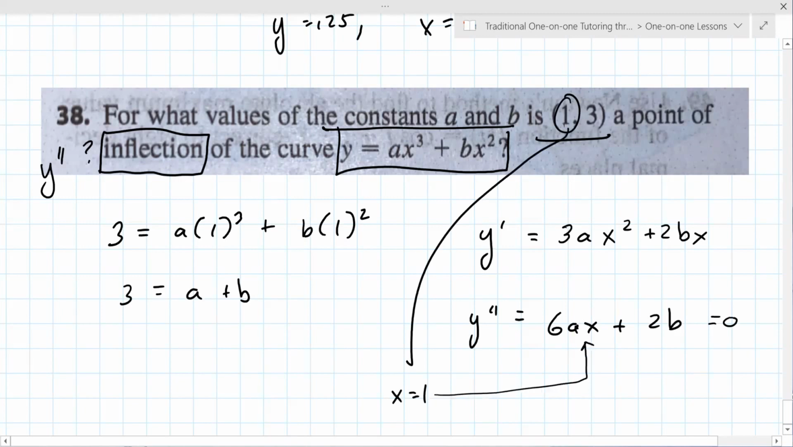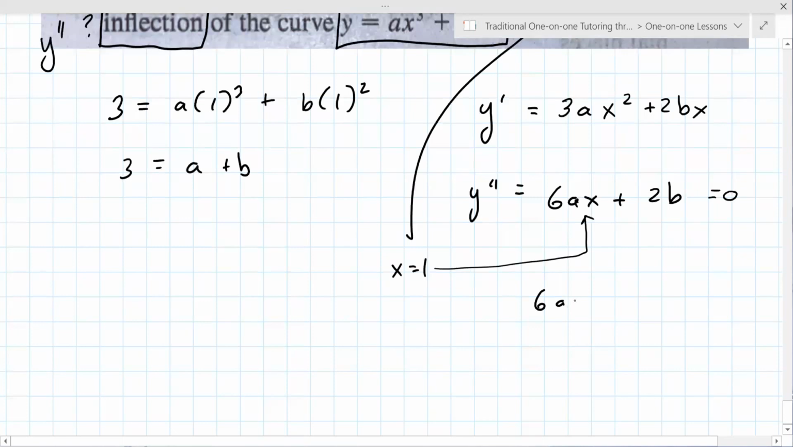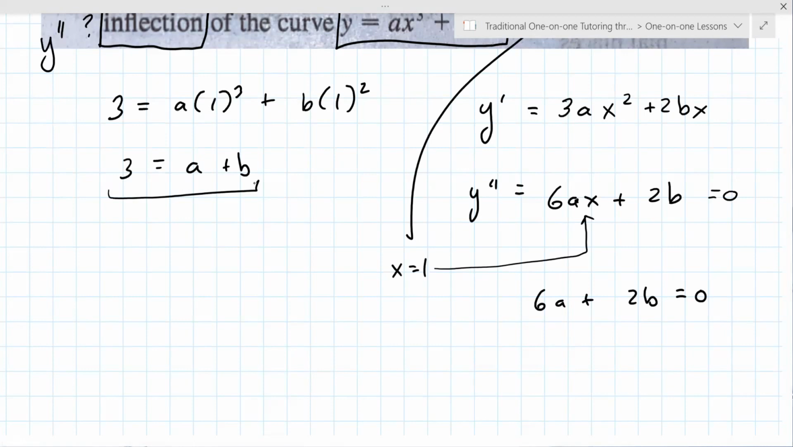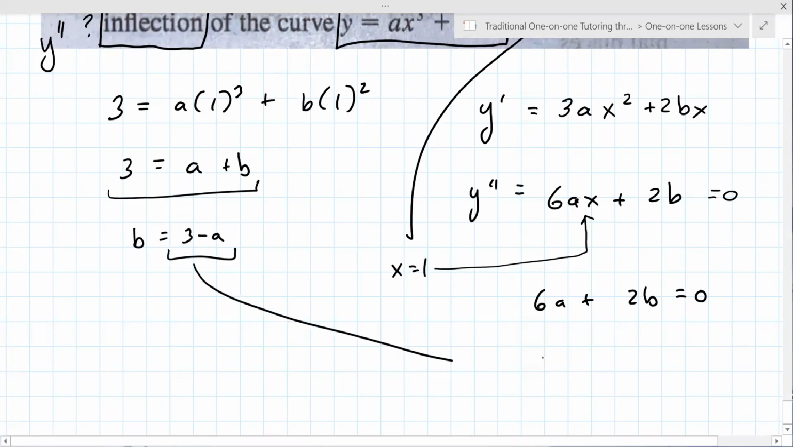Right. Okay, so 6a plus 2b equals 0. And then we have this equation right here. It's like a system. You should be able to solve for a or b, and then the other one. Okay, so we'll do it together here. So let's just solve for b. B is equal to 3 minus a. We're going to put that in here.